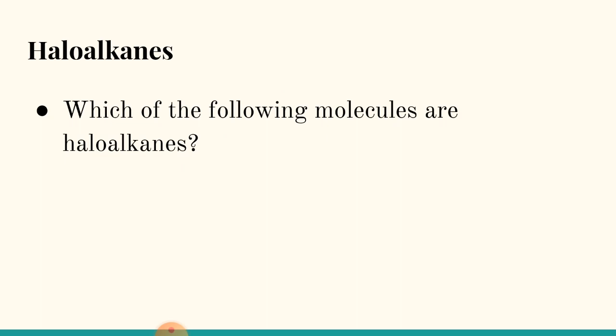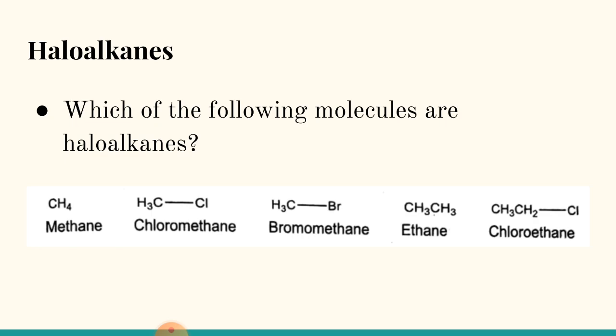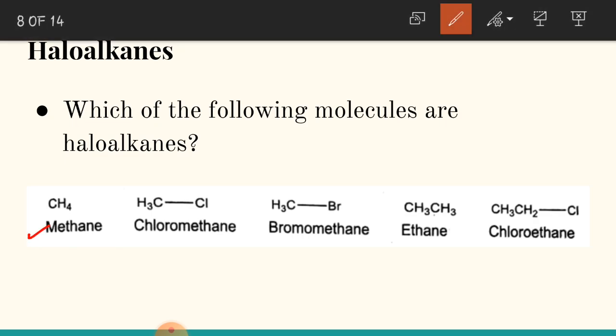So now you have to distinguish among the following, which of the following molecules are haloalkanes. You may see here in the first example we are given methane. Since none of the hydrogen atoms has been substituted by any other functional group, this means that it is a hydrocarbon. So it cannot be a haloalkane. Now let's move towards the second case. In the second case, you may easily see the presence of a halogen atom, that is chlorine. So therefore it is a haloalkane.